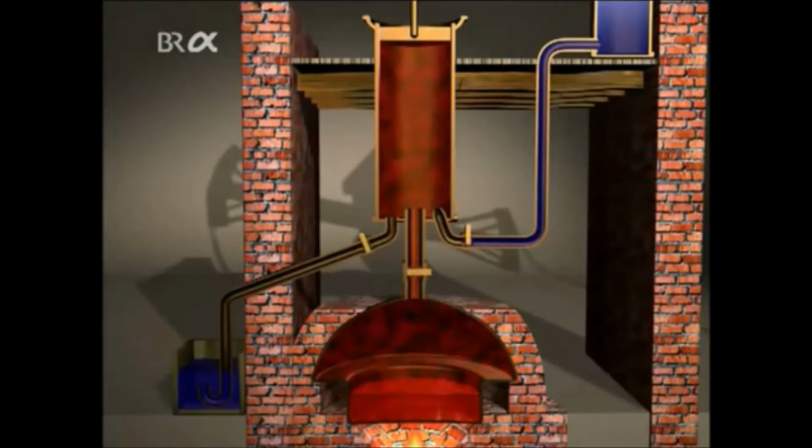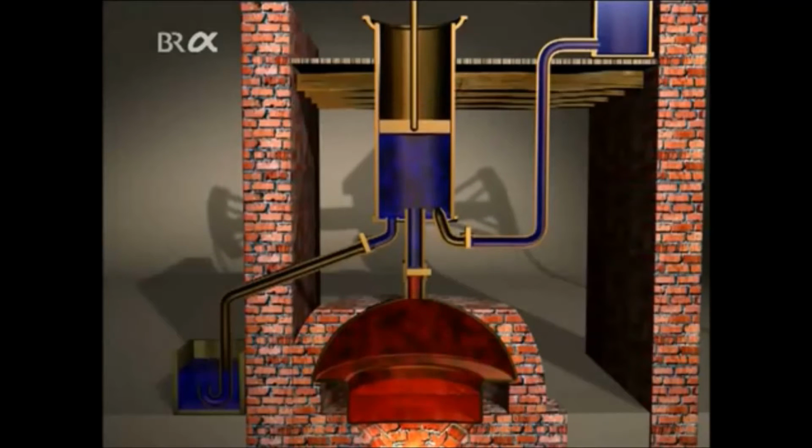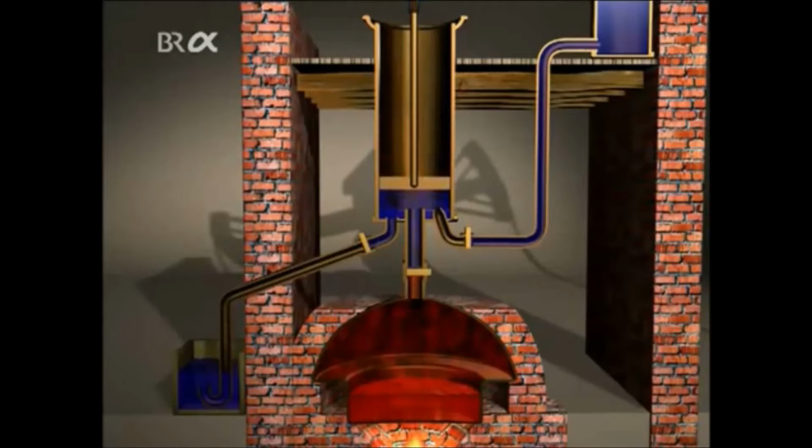The steam supply is now cut off and cold water sprayed into the cylinder. The steam condenses and its volume decreases abruptly. This creates negative pressure in the cylinder and, because of the atmospheric pressure acting from above, the piston moves back down into its original position. The water that is collected in the cylinder is drawn off and the process starts again.